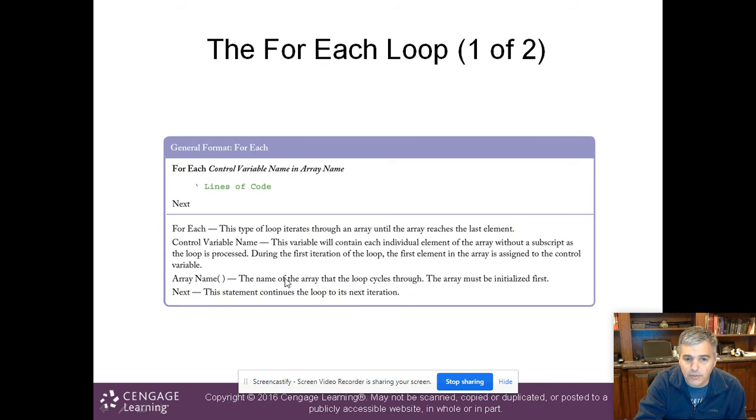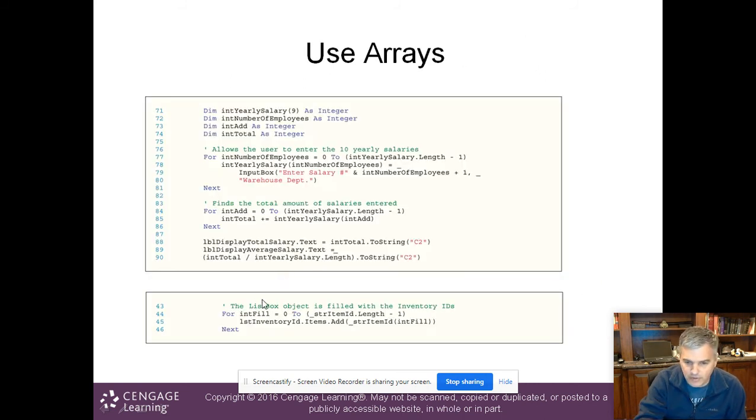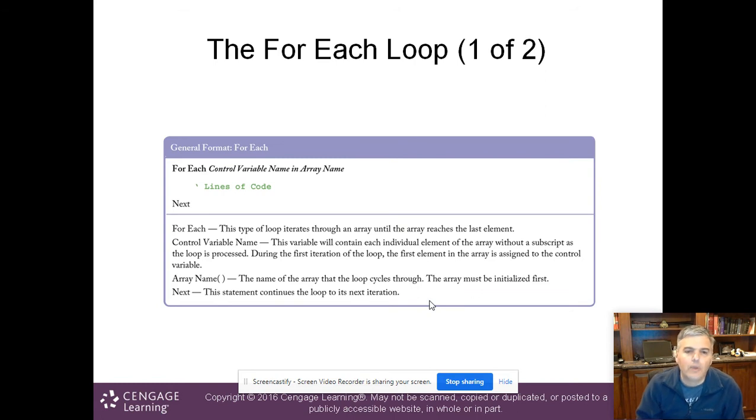In this example here, we're just using our array to populate a list box. So we have int fill, 0 to the length of the array. So for each item in that array, we're adding the item ID, which is our array name and the index. So we're going to start at 0 and go all the way through the length of the array. So that int fill is the index.